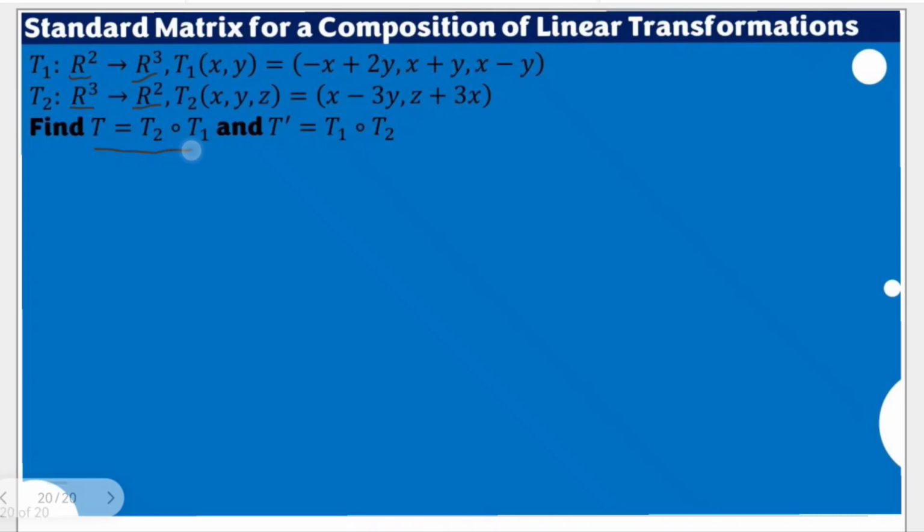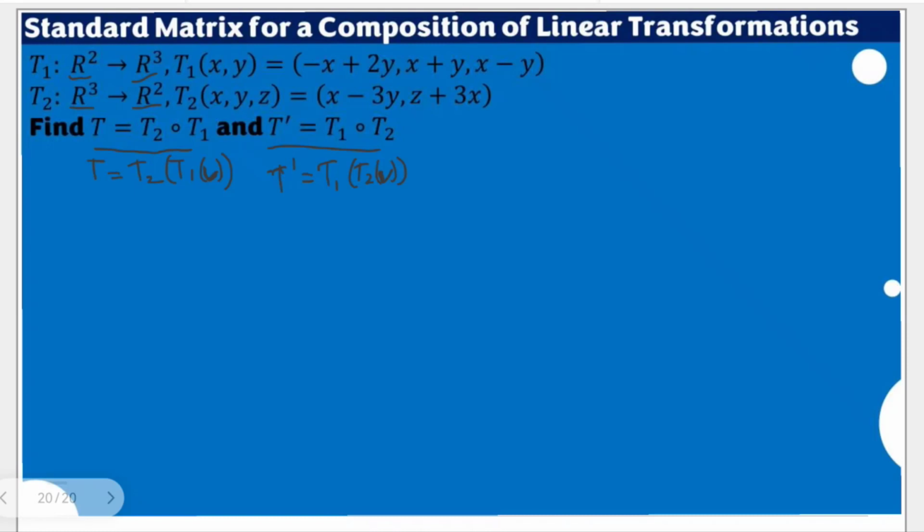This is the first composition of linear transformation T, represented by the composition of T sub 2 and T sub 1. In other forms, you could also rewrite it this way. Of course, no need to be stressed with this, just a show of the equivalent forms. And for T prime, this linear transformation, if we are going to interchange T sub 1 and T sub 2, again, they don't necessarily have the same result.